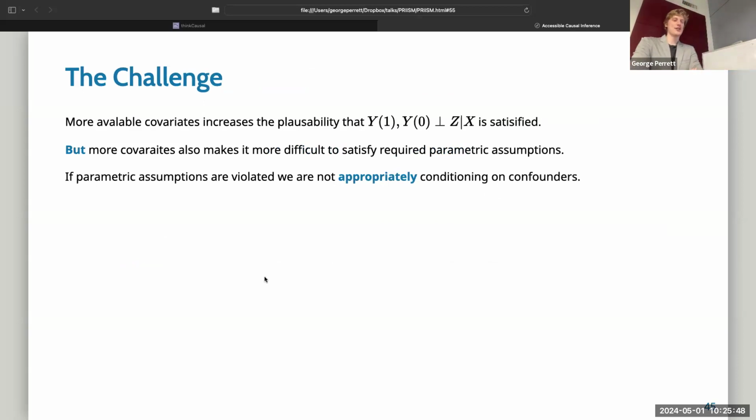Now, the challenge is to make this assumption plausible, we need to measure a lot of stuff usually. There could be a lot of confounders, and it seems more believable when we've adjusted for a lot of things. But when we start adjusting for a lot of things, it becomes increasingly hard to satisfy those parametric assumptions. So there's this huge tension where adding more things makes it harder to model, but we need a lot of the things in order for this to have a shot at being true.